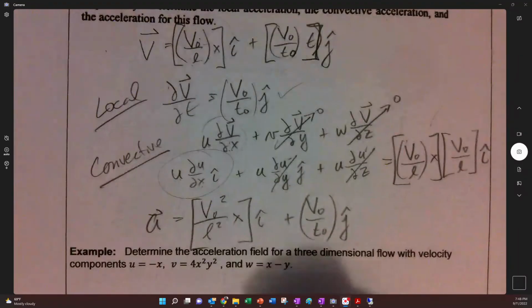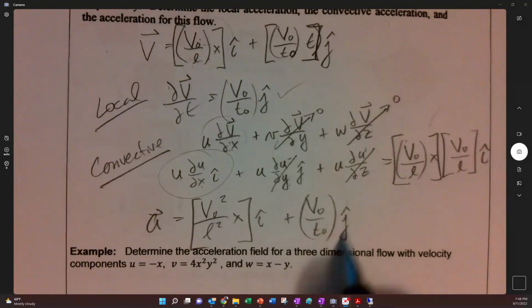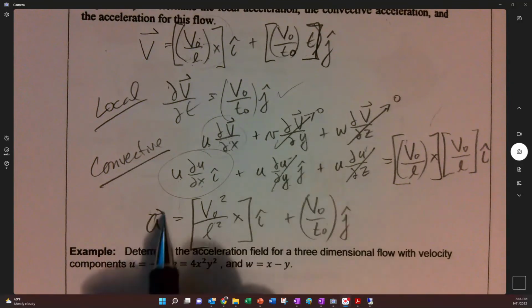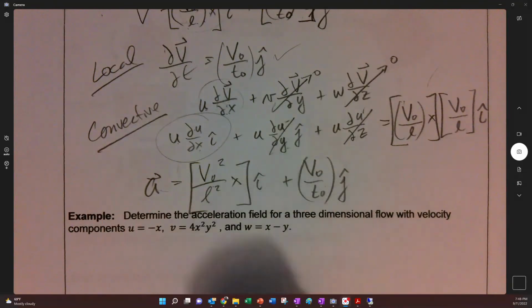So that's the actual acceleration, but of course it's made up in two parts. So it turns out this is the time-based one, and this is the position-based one. But this is the actual magnitude of this, well, not magnitude, this is the vector of this acceleration.